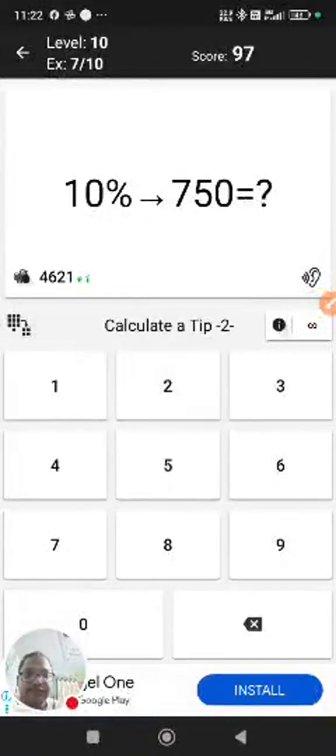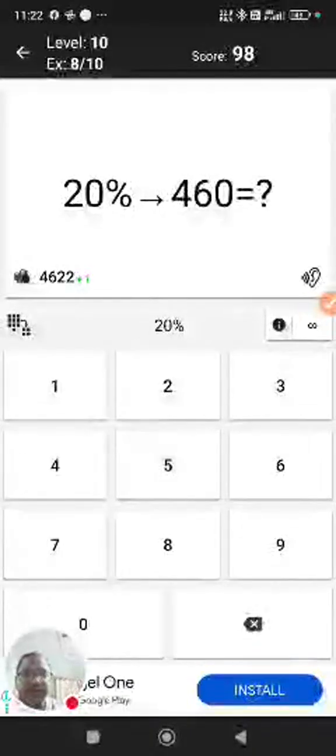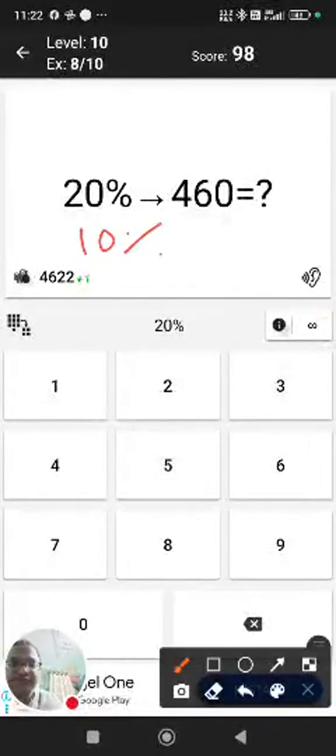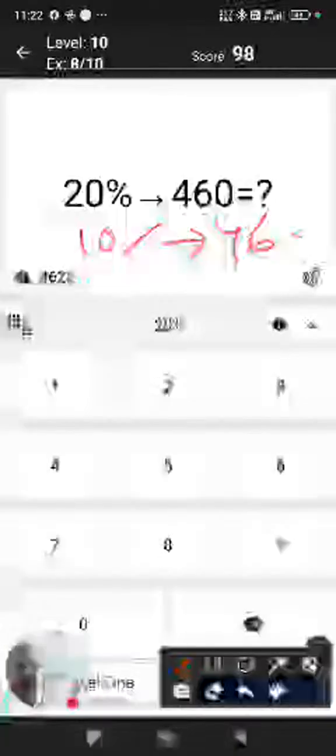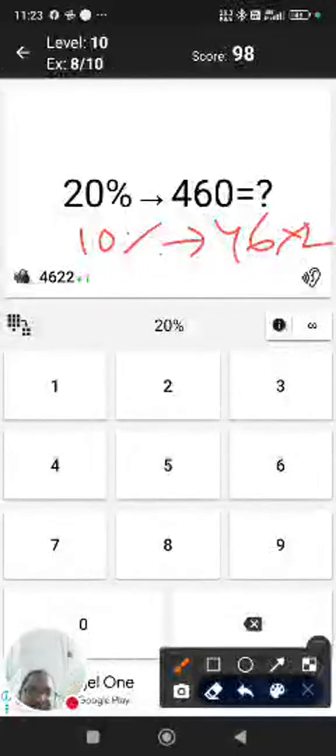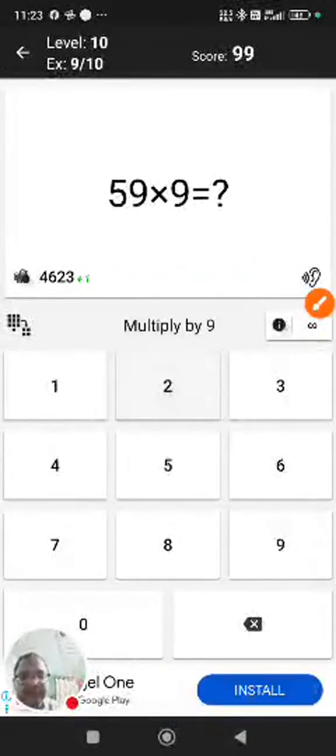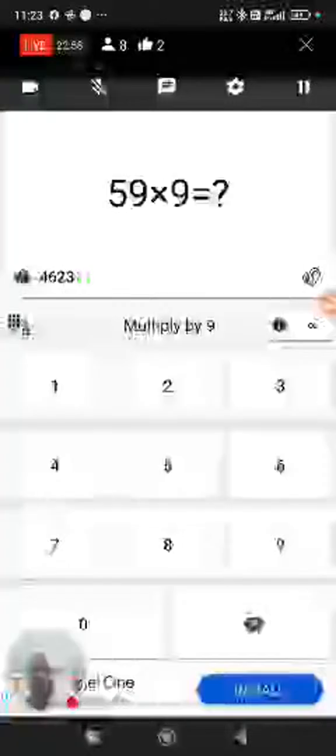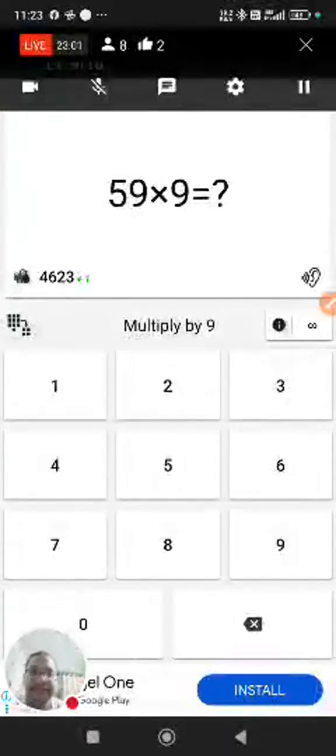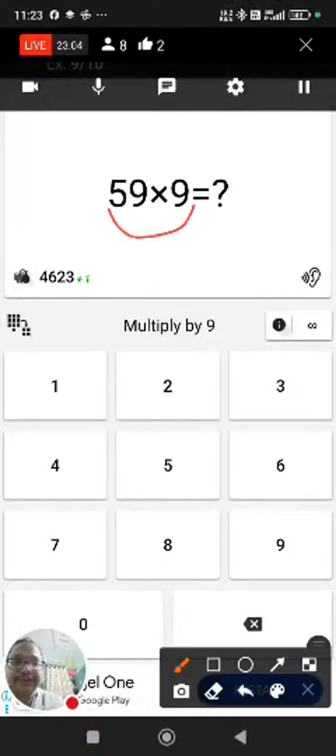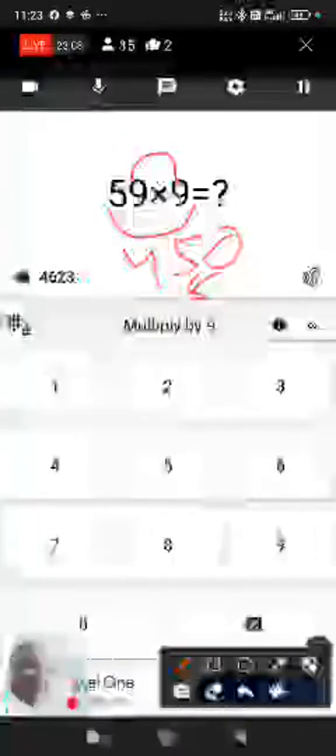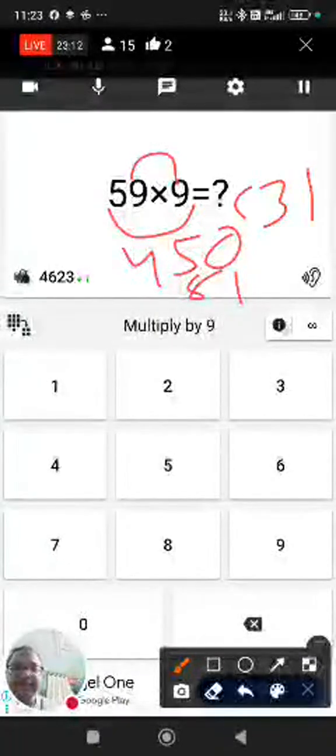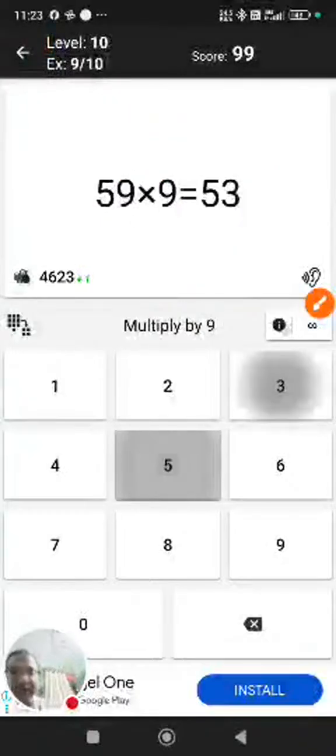10 percentage of 75, which will be 75. 20 percentage, 10 percentage value will be 460. 46. So 20% value will be into 2 times, which will be 92. 5 9 times, which will be 45 and a 0. 9 times 81. So 1 3 531. So answer will be 531.